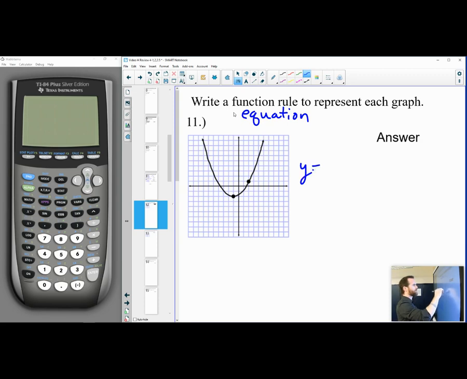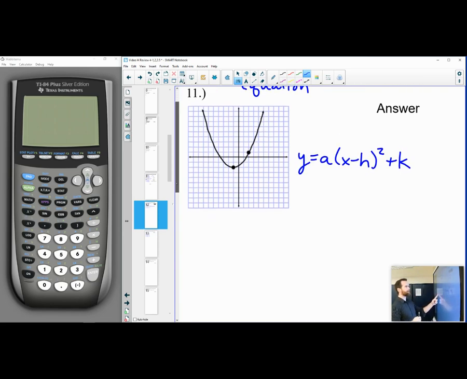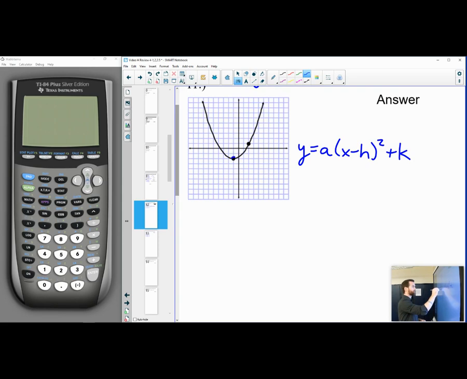So we'll start with y equals a times x minus h squared plus k. I'll scroll it down slightly. They give us 2 points. This point is the one we're going to start with because that's the vertex. That's a -1 and a -2, so that's our h and k. We can plug that right in.